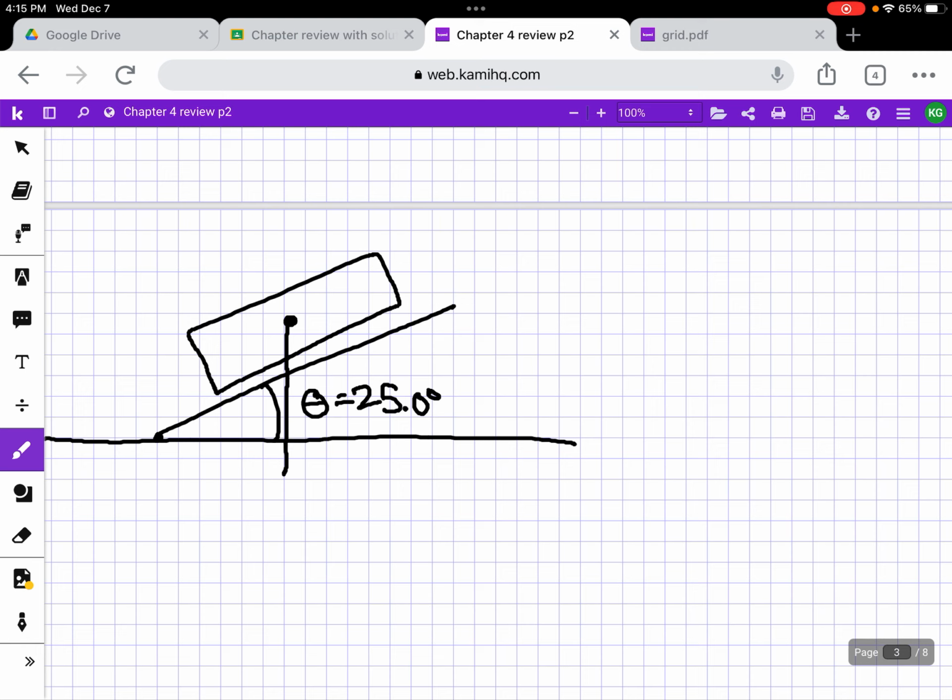And remember that the force weight is going to be acting down, 981 newtons. Force normal is going to be drawn perpendicular to the plane the couch is sitting on. Alright, cute little couch. So this is my force normal. This is my force weight.